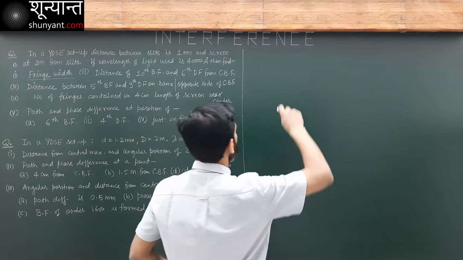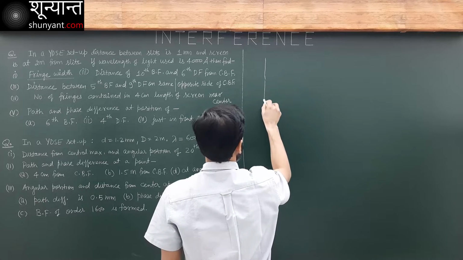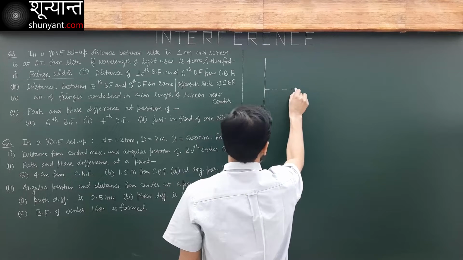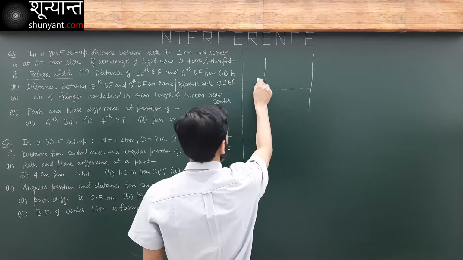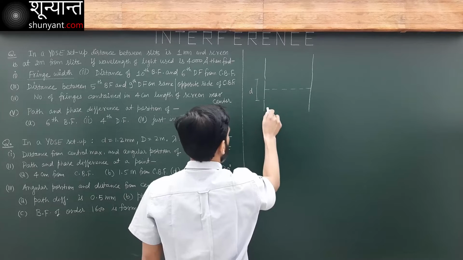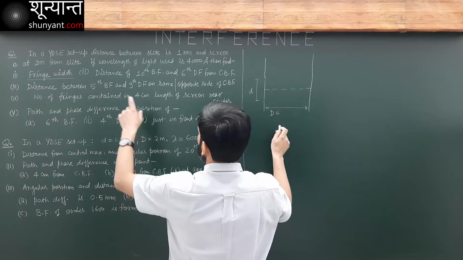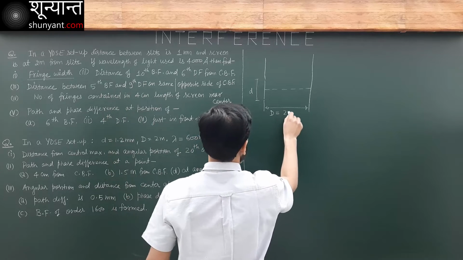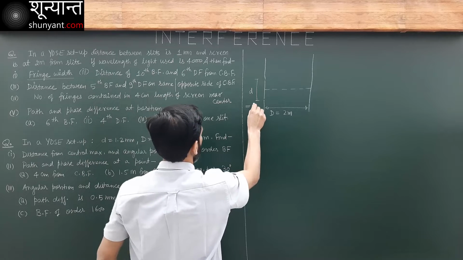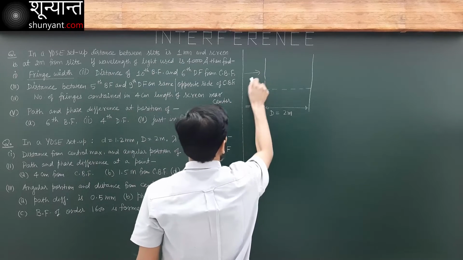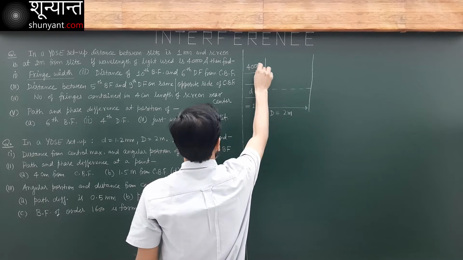So I have this setup. This is capital D. It is given, equal to 2 meter. This small d is equal to 1 mm. And this light that is incident here is 4000 angstrom.